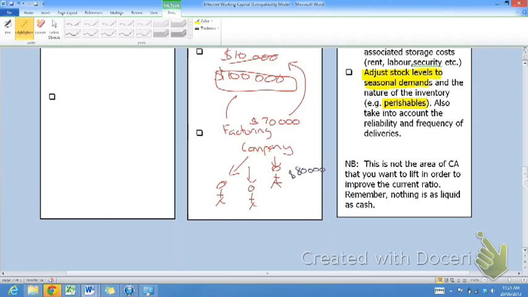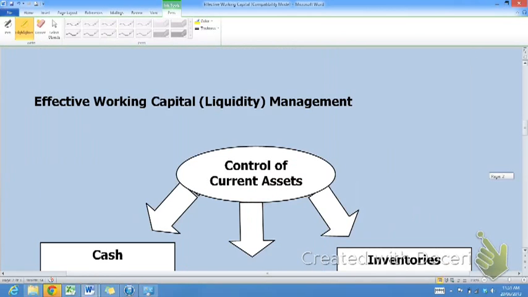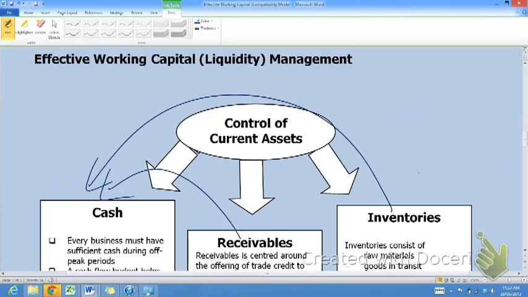Now, if I can scroll down a bit. This isn't probably the area of current assets that you want to lift in order to improve the current ratio. All right? You don't want to really increase accounts receivables, and you don't want to increase inventories. What you should be looking at doing for effective working capital management is converting these bad guys into cash. Okay? So if you keep inventories low, keep receivables low, but have your cash high, that's effective working capital management.